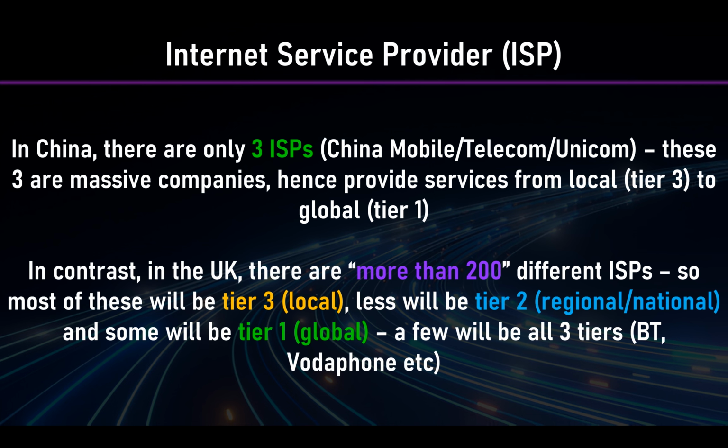Now, in contrast, in countries like the UK, apparently there are more than 200 ISPs. Most of these will actually be tier 3, local or access ISPs. Of course, fewer are going to be regional, and even fewer are going to be tier 1 or global. A few, like BT and Vodafone, are going to be all three.